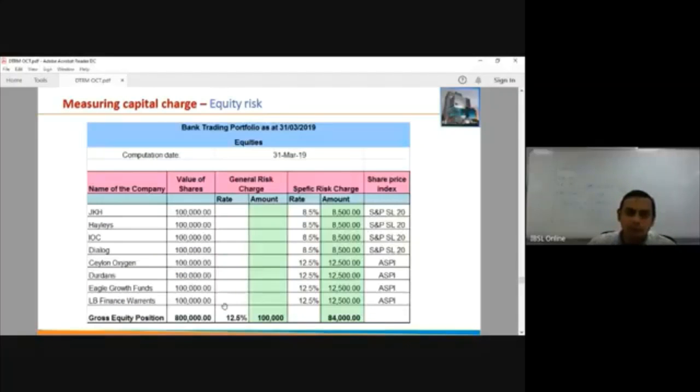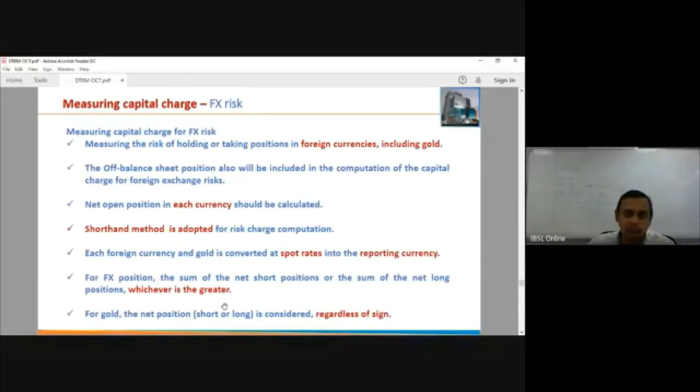So that is how we compute capital charge for equity risk, general risk charge and specific risk charge. So now we move to FX risk. I said earlier, FX risk, we take the entire book, not only trading book, the entire book. And this computation is done based on the position, the net open position. I think last week I explained what is the net open position.